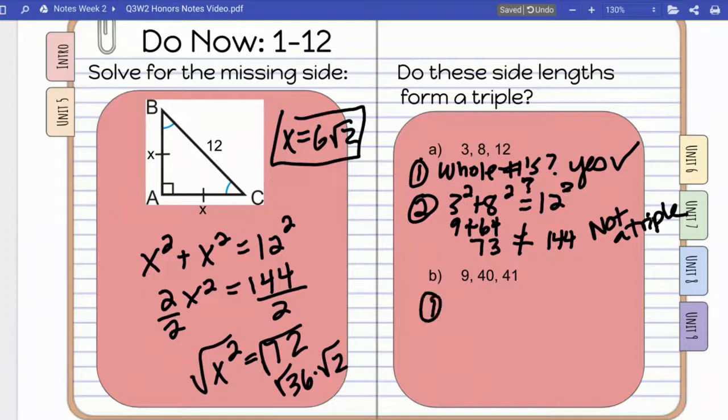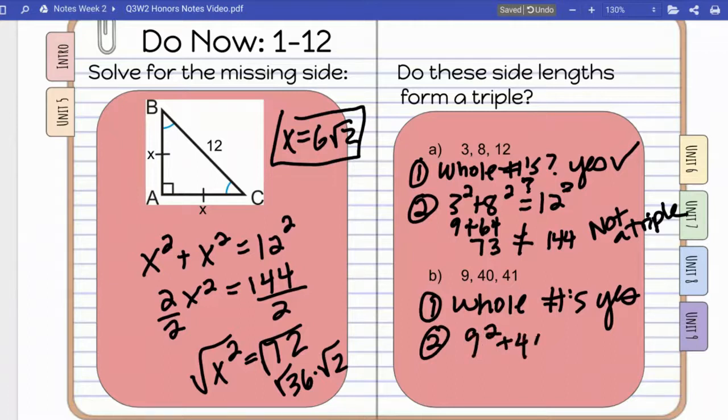So step 1, are they whole numbers? 9, 40, and 41. The answer is yes. Second thing you have to check is, does 9 squared plus 40 squared equal 41 squared? And the answer is yes.